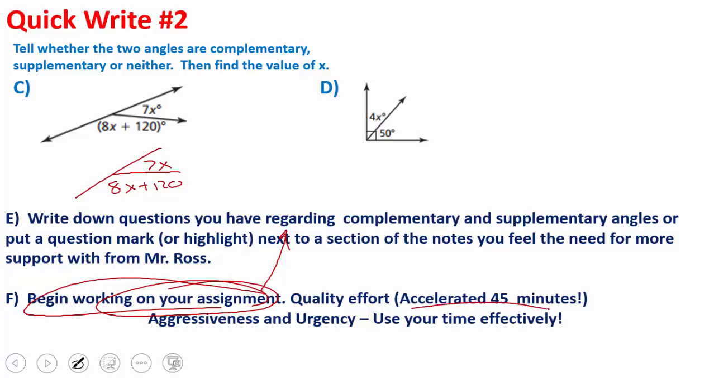Quality effort, 45 total minutes of math tonight. Aggressiveness, urgency, I say the same things. If you want a different result than you're getting, then you need to do something different. Remember, the definition of insanity is to continue trying to do things the same exact way, expecting a different result. You are all capable. I believe in all of you. It's time for you to believe in yourself, do what you need to do to be successful.